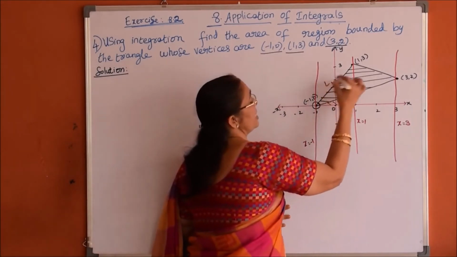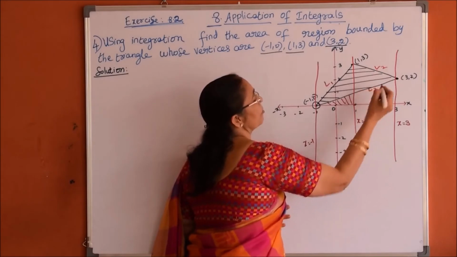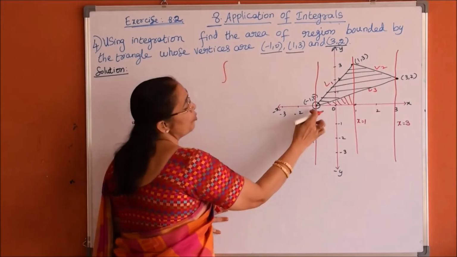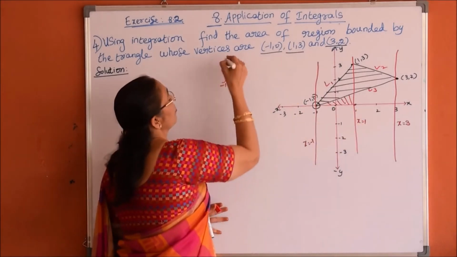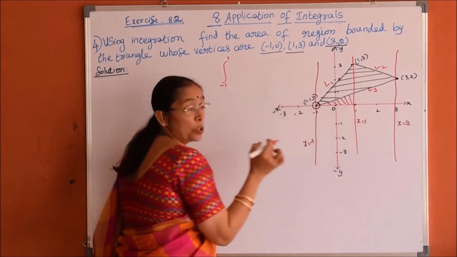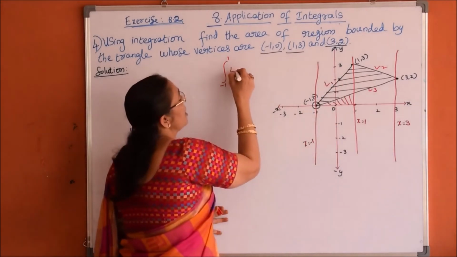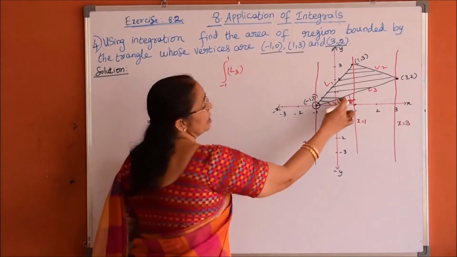So, let me give the names for these lines. Let this line be L1, this is L2 and this line is L3. So, what is this one? This integration of minus 1 to plus 1, the area covered by the line x is equal to minus 1 to x is equal to plus 1 with the x-axis by the straight line L3. That function is L3, gives this area.